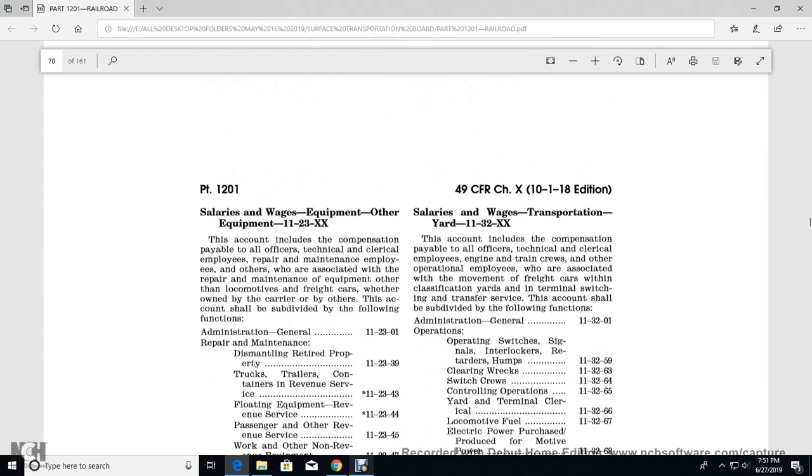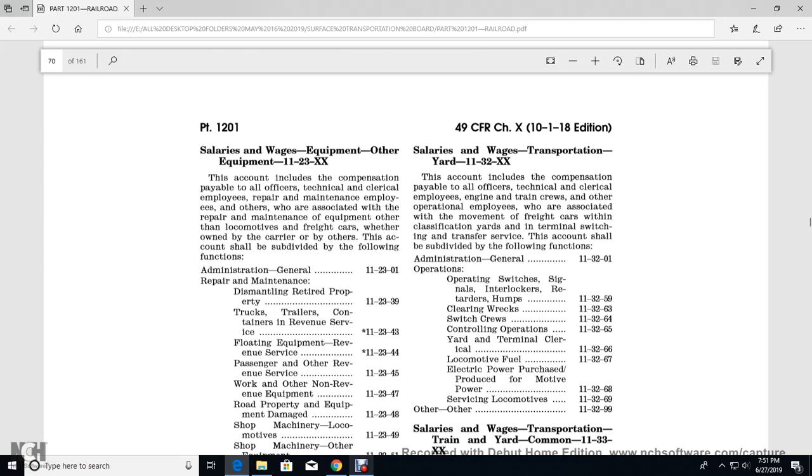Salaries, wages, transportation yard 1132 XX. The account includes the compensation payable to the officers, technical, clerical employees, engine and train crews, and other operational employees associated with the movement of freight cars within the classification yard terminal, switching and transfer service. The account shall be subdivided into the following functions: administrative, general, operation, switching, signal, interlocking, retarder, hump, clearing wrecks, switch control, controlling operation of the yard terminal, clerical, locomotive fuel, electrical power, purchase of power produced for motive power, servicing locomotives, and other.